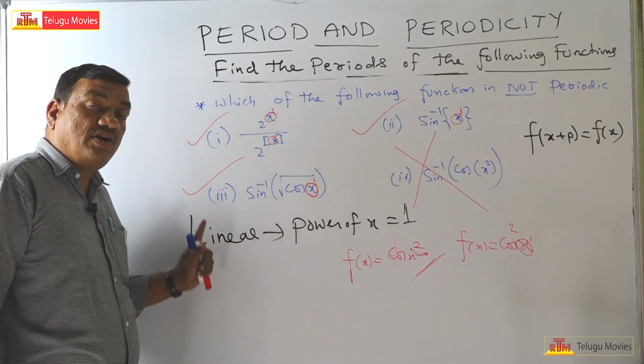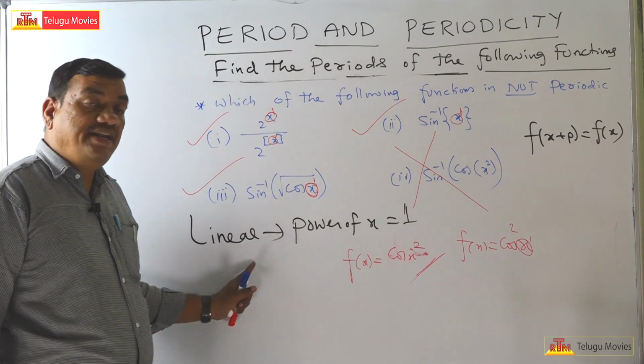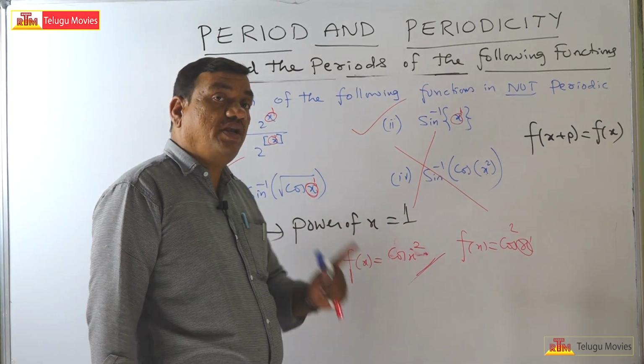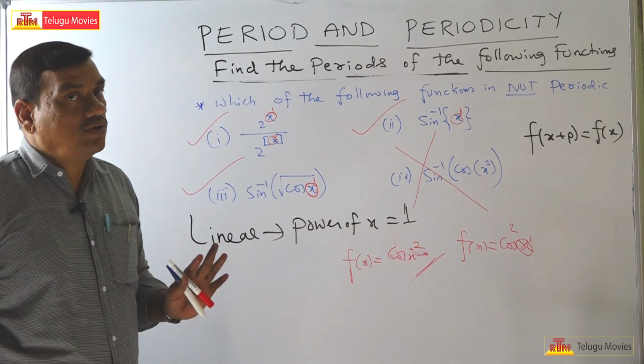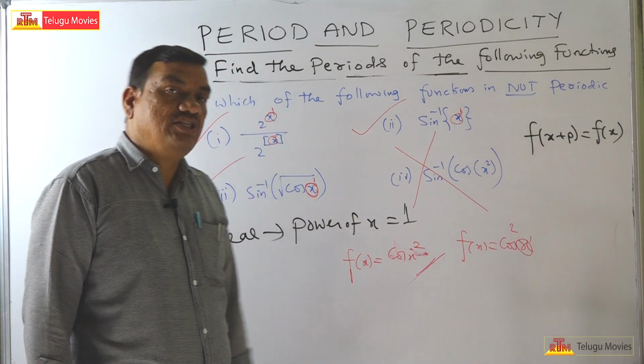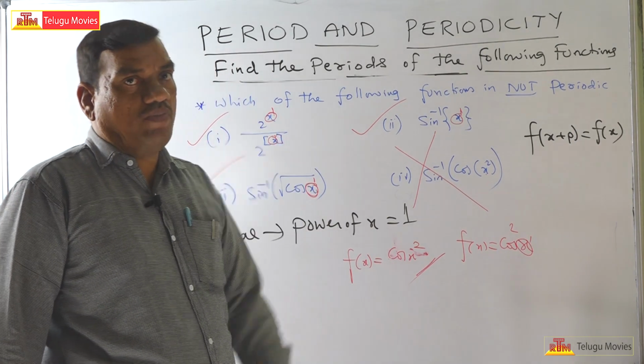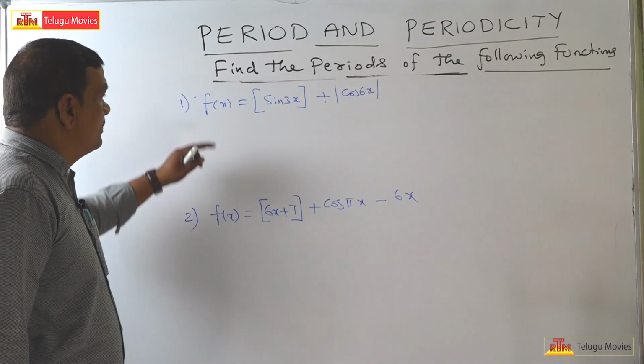That is, the function should be linear. Linear means the power of x should be equal to 1. Only such types of functions are periodic. I hope you caught this point. So let us see some more problems. Let us see these two problems.